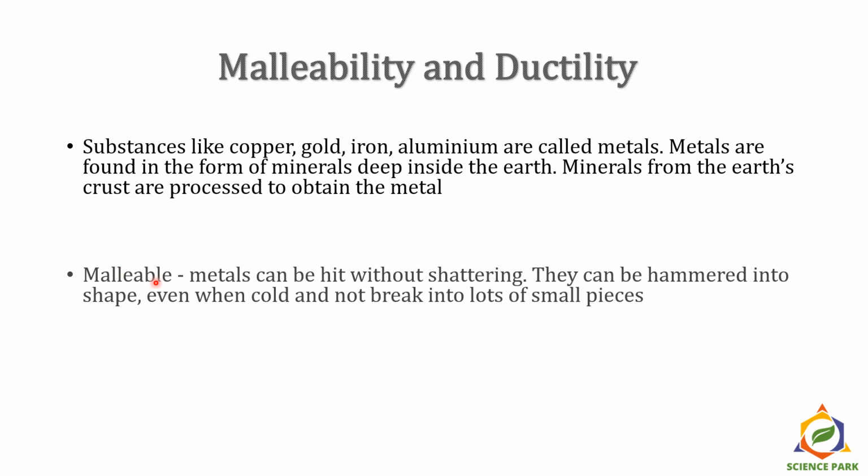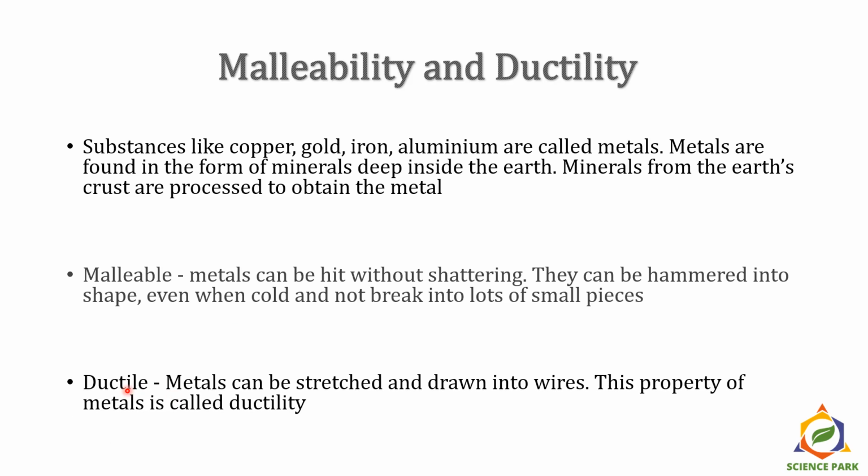Malleability is one of the greatest properties of metals, by which we can hit them and without shattering they can be hammered into thin and long sheets. This property of metals is called malleability. Then another great property of metals is ductility. Metals can be stretched and drawn into thin wires. This property of metals is called ductility.